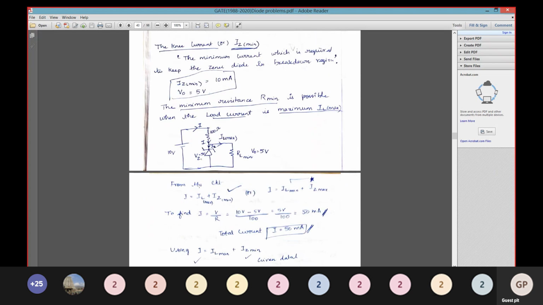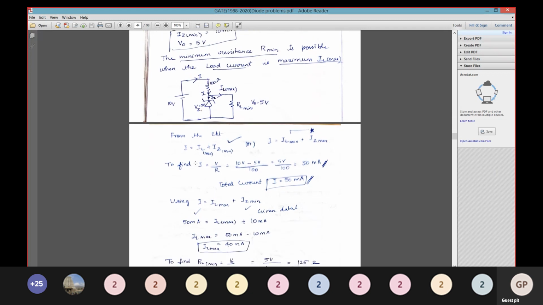Now what is the value of I? First, find the value of I. I is V by R, Ohm's law. So 10 minus 5, because the potential over here is 5, divided by 100. You have found the current as 50 milliampere. Now what is your I_Z minimum? It is the knee current, which is given in the question, so that is nothing but 10 milliampere.